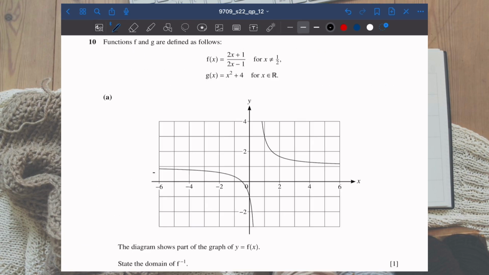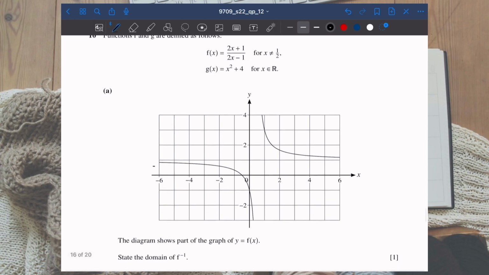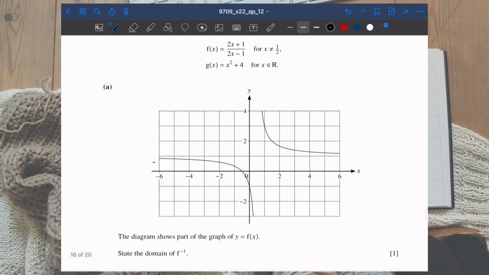Question 10. Functions f and g are defined as follows. f(x) equals (2x+1) over (2x-1) for x not equal to 1/2, and g(x) equals x squared plus 4 for all real values of x. Part A. The diagram shows part of the graph of y equals f(x). State the domain of the inverse of f.